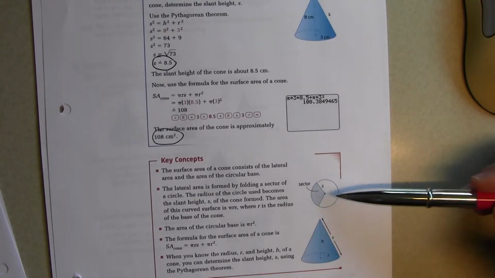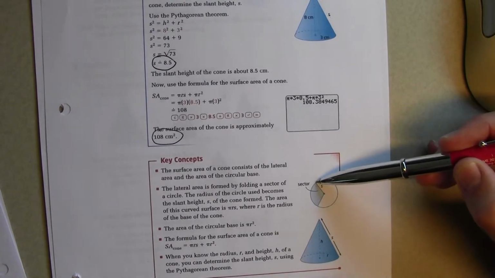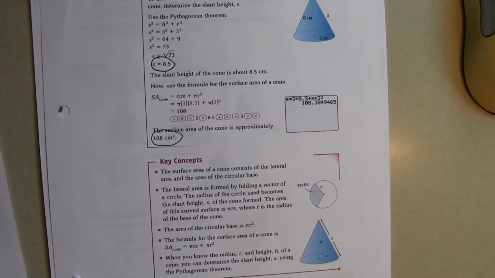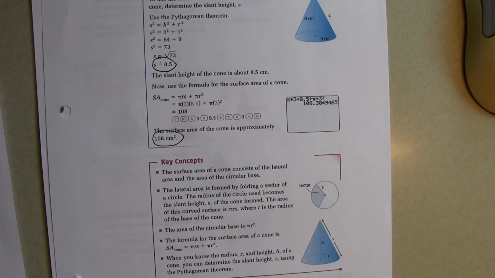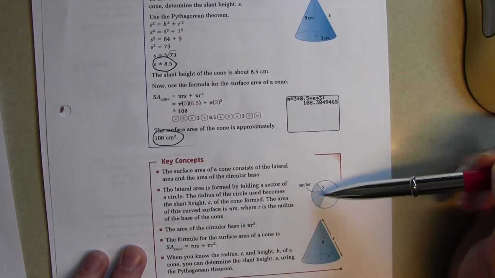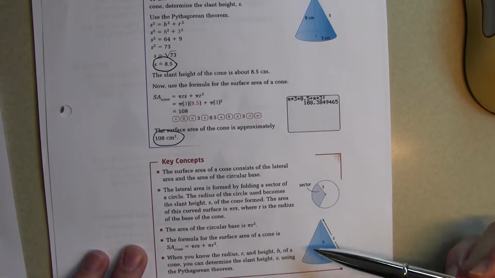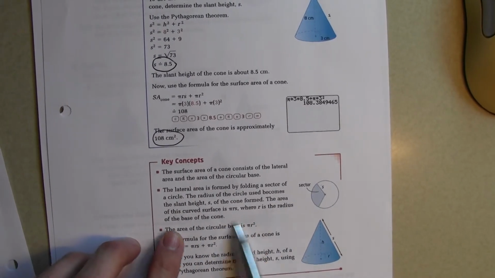So can you guys visualize what's happening here? Do you see how this is like a cone cut open? If you were to cut a slice into a cone and unfold it. See, there's the sector. You guys understand how that's working? The radius of the circle used becomes the slant height, S. That's your slant height, that's the radius of the circle of the cone formed. The area of this curved surface is pi rs, where r is the radius of the base of the cone.